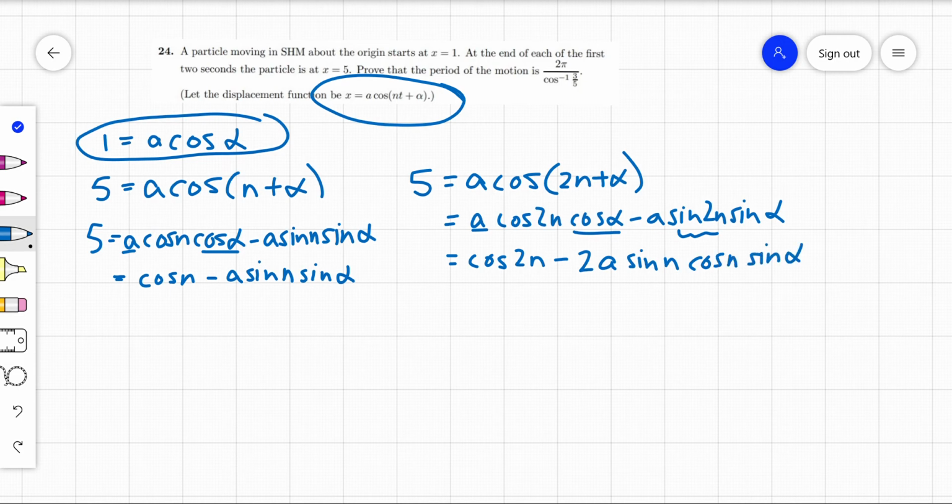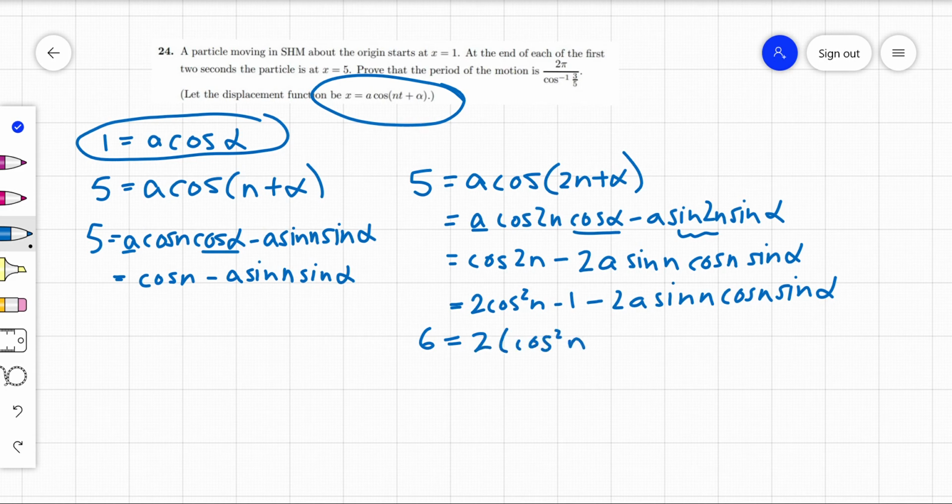All right, and I don't want the cos 2n either, so I'm going to change that double angle into a single angle by using the identity 2 cos squared n minus 1. And then keep this. All right, so what can we do? Let's put that minus 1 on the other side, so that becomes a 6. Let's factorize the rest by a 2. Actually, let's factorize, we'll do it in a second.